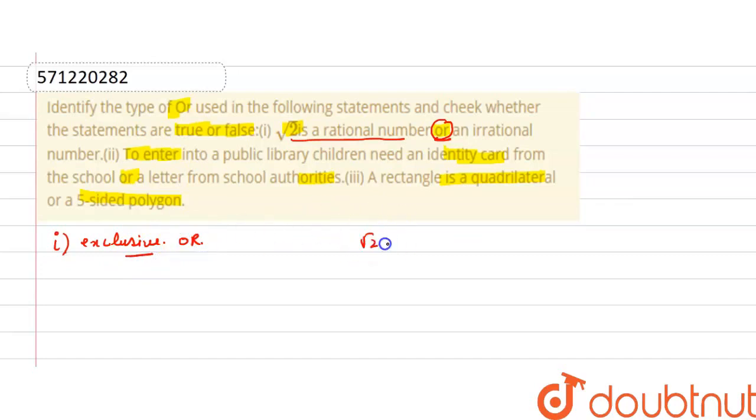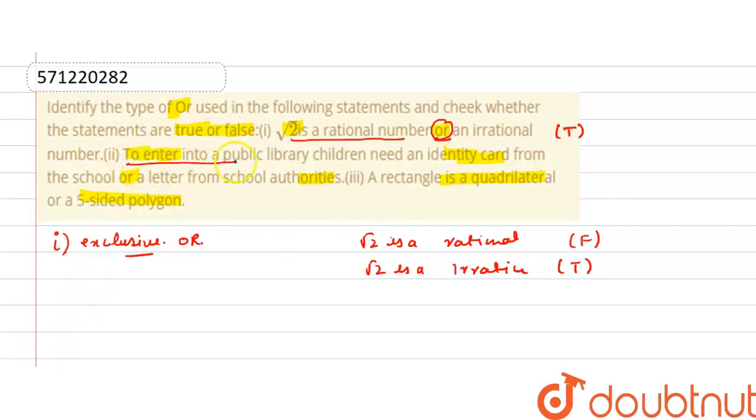Now, root 2 is a rational number: is it true or false? It is false, because it is not in the form of p by q. So root 2 is an irrational number, and that is true. Now the statement "root 2 is a rational number or an irrational number" is true, because either the first part is true or the second part is true. The compound statement is true if any one of the statements is true, so it is a true statement.